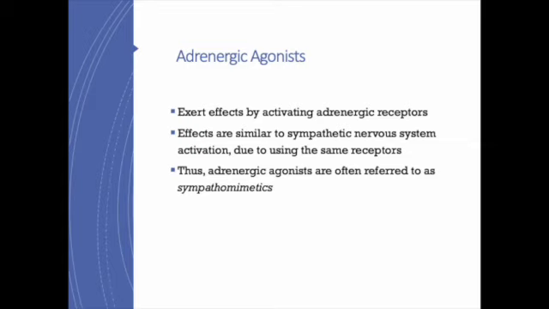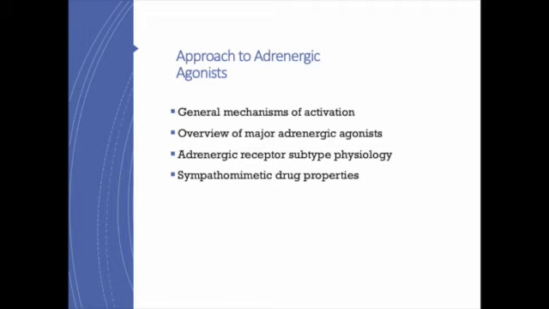Sometimes adrenergic agonists are called sympathomimetics because they're able to have a very similar activation as the sympathetic nervous system. They have the same receptors. We're going to approach this conversation by talking about generally the mechanism of action, an overview of the major adrenergic agonists that we have to use, the receptor subtype and the physiology, as well as knowing the drug properties of the sympathomimetics.